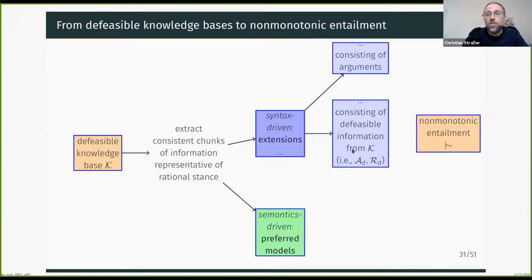But you can also do semantics. You have a semantics-first approach, where you look at models, at interpretations of your knowledge base, and then you have to say which interpretations are better than others. So you define which are the preferred interpretations, and that gives you a non-monotonic entailment. All of them work on the basis of a knowledge base, and they give us ways to extract consistent chunks of information and to prefer some over others.